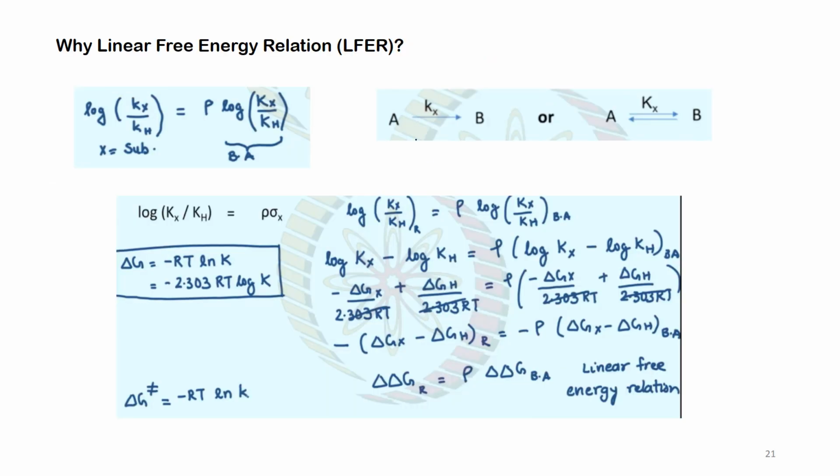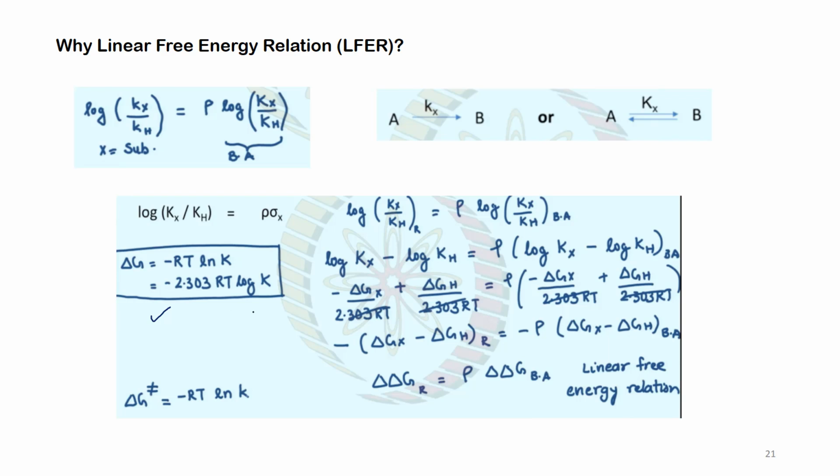Why is it called a linear free energy relation? If we elaborate this equation, you can see how this concept has already been discussed by ma'am. I'm giving a recap. In the equation, sigma is the log of the rate constant of substituted benzoic acid divided by that of normal benzoic acid. Now, log Kx by Kh equals log Kx minus log Kh, and from thermodynamics you know that del G equals minus RT ln K, or 2.303 RT log K.